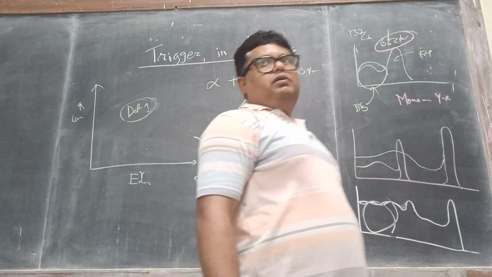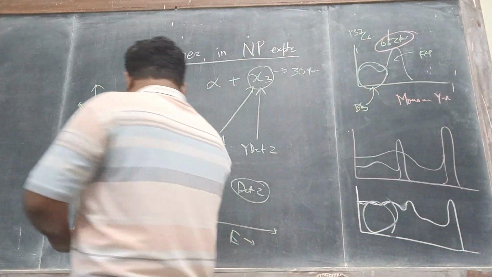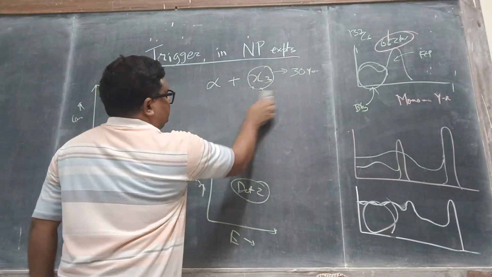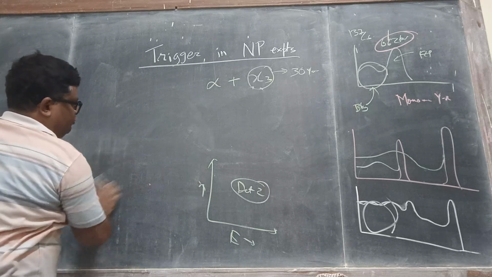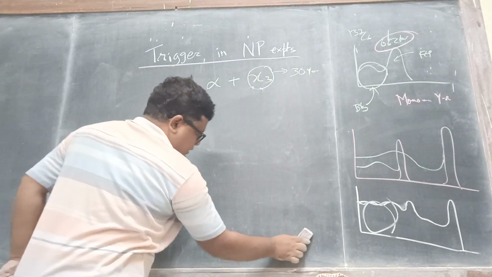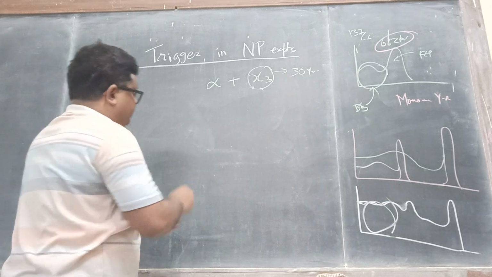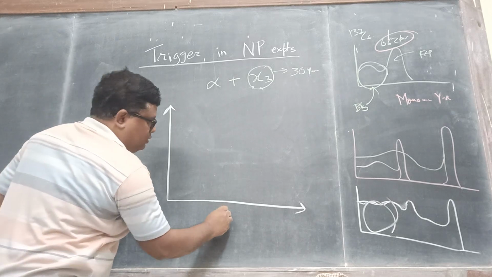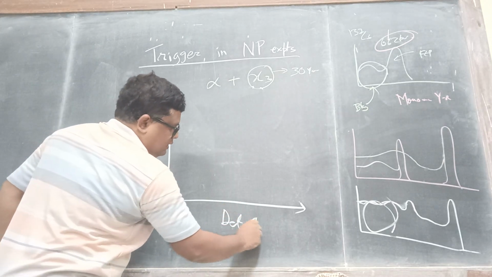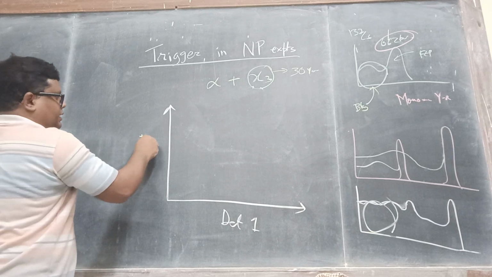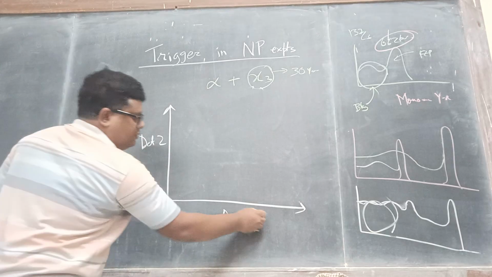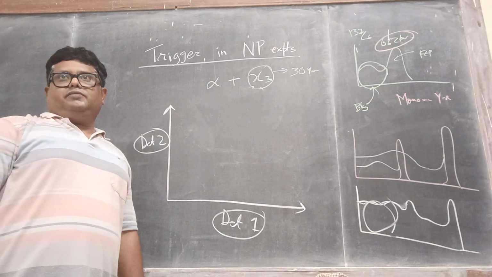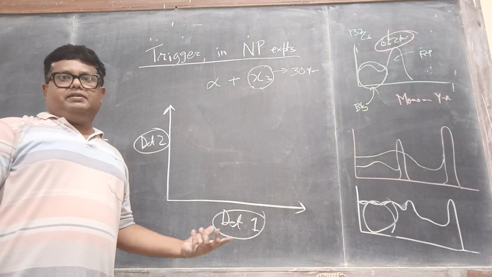So what do we do now? What's the way out? You see, what we can do is the following, which is known as generation of a coincidence matrix. Basically, what we can do is we put the spectrum data of detector 1 over here and detector 2 over here, and try to see the result.